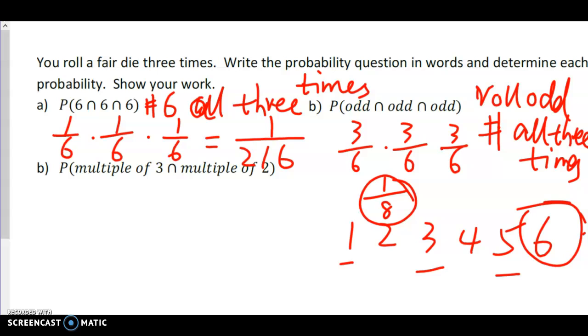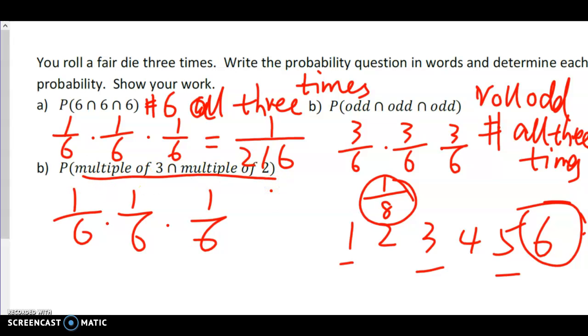If they say multiple of 3 only, then you have to count 3 as well, because 1 times 3 is 3. But this is 2 multiples, so that means the chance we roll 3 times will be 1/6 times 1/6 times 1/6, because this is telling us I just want 3 times, they all 6. So that will be the answer, equal to 1/216.